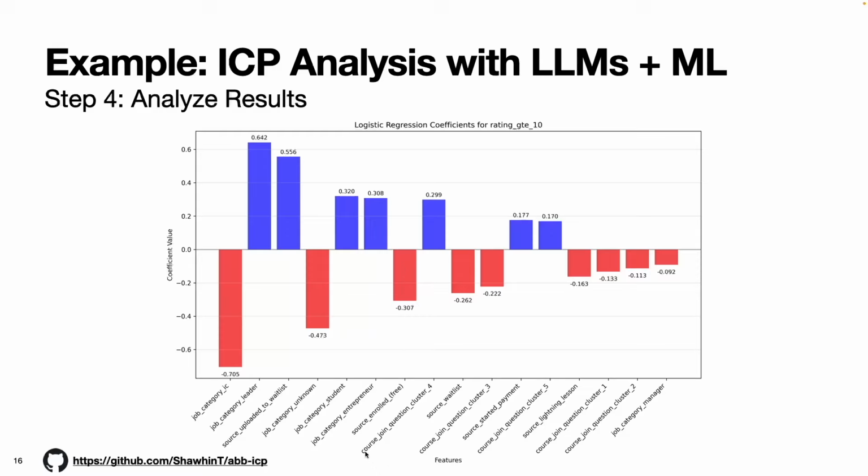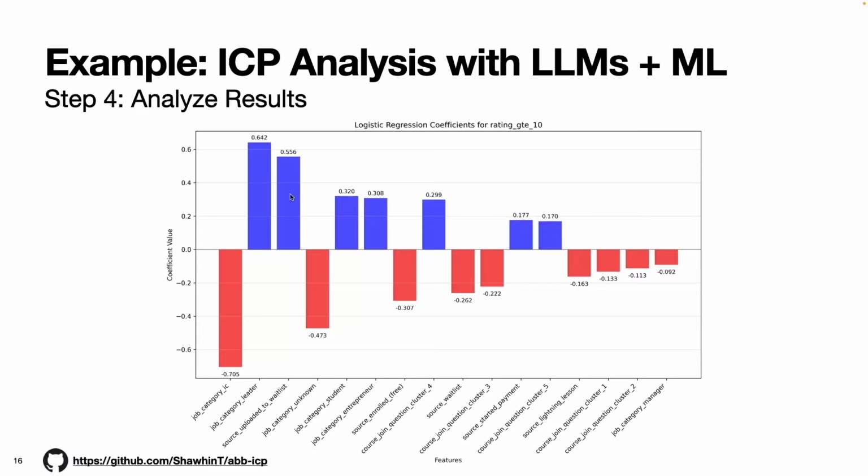And then this one's interesting. So course join question cluster 4 also has a positive impact. This isn't directly interpretable, so what we're going to have to do is print out all the responses in cluster number 4, and then we can start to find patterns or just give all of these to GPT, which is exactly what I did. So even just from this, we're starting to get a sense of who the ideal customer is and who the ideal customer isn't.